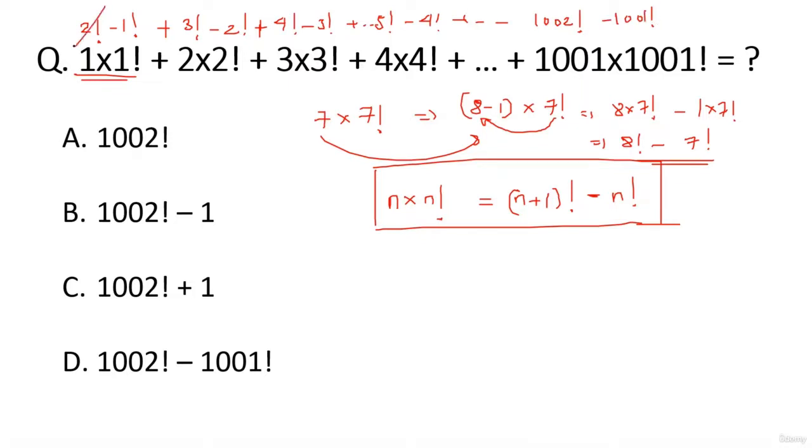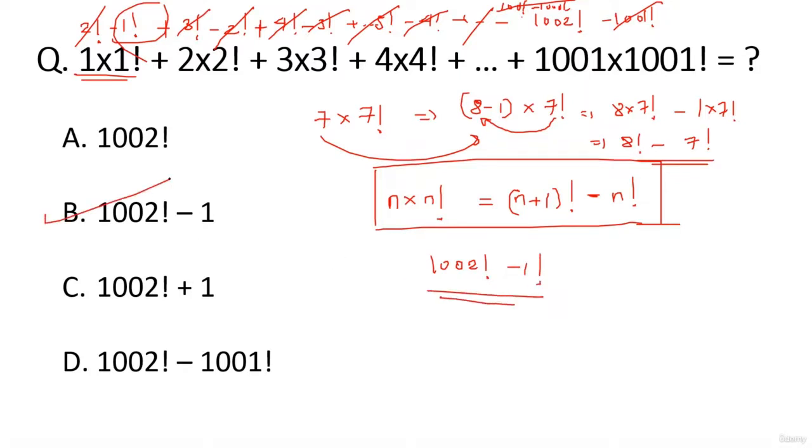Here 2 factorial cancels, 3 factorial cancels, 4 factorial cancels, 5 factorial cancels, to the extent that 1001 factorial also cancels with the previous term: 1001 factorial minus 1000 factorial cancels out. So only 2 terms remain, which is your answer: 1002 factorial minus 1 factorial. This is your option B.